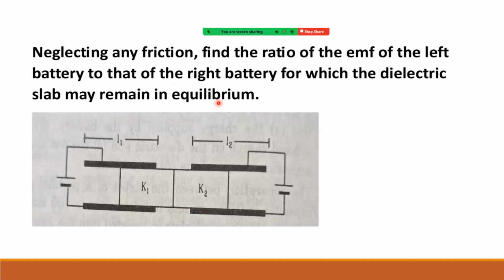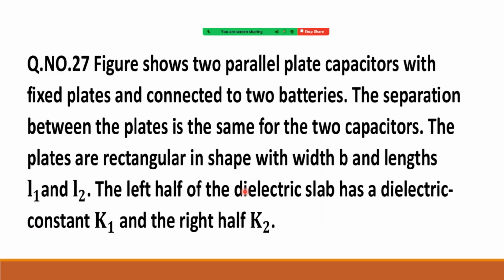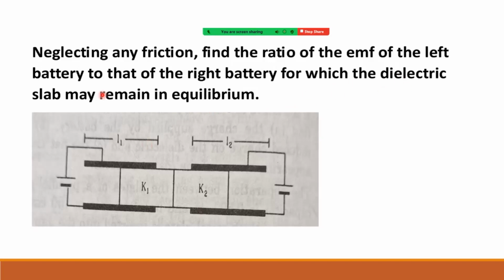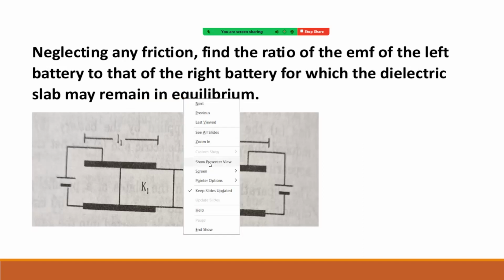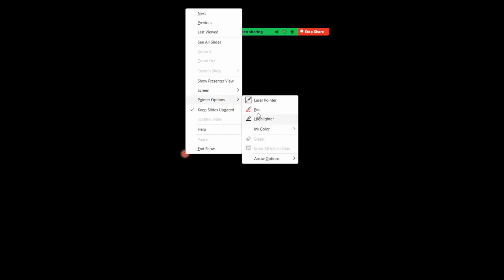So this is again basing on the previous result. We can see here the force acting on this one inwards. If that is balanced by the force acting on K2 by this capacitor into the capacitor, then they will be in equilibrium, right? So the condition is that the dielectric slab may remain in equilibrium. It is now simply basing on the previous result.